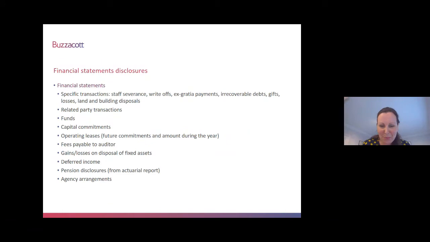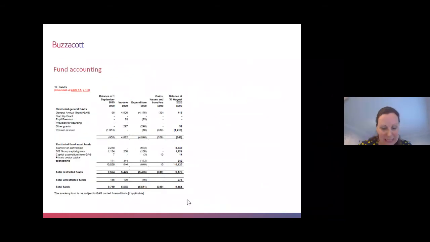The other point just to check is opening balances. So making sure that your opening balances tie in to the previous year's final accounts. So for the 2020 financial year, making sure that your opening balances tie in with the 2019 final financial statements. It will often throw things out of sync if you haven't done that check and they don't agree.